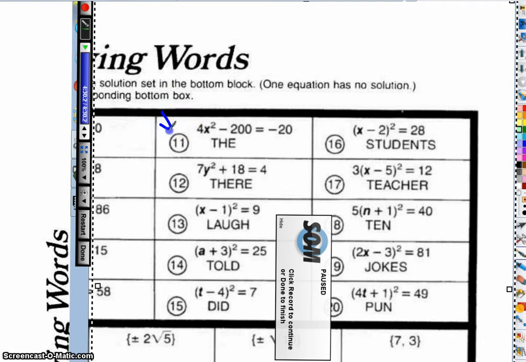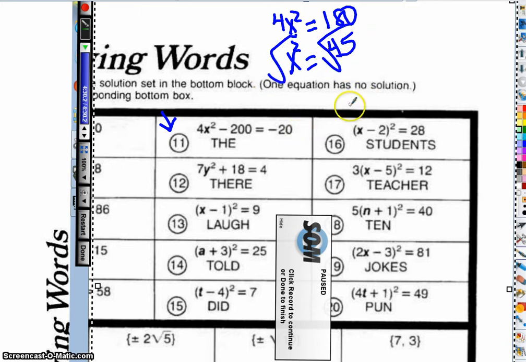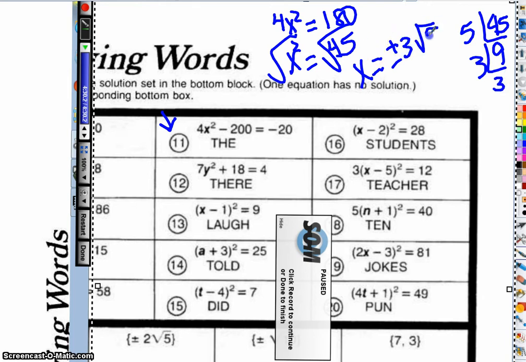You're going to take, let's look at number 11 on that page. You're going to take this and you're going to solve it. So 4x squared is equal to 180, divided by 4, x squared is equal to 45. And then you have to get rid of the square by square rooting it. So x is equal to plus or minus the square root of 45. 45 divided by 5 is 9, so 3 and 3. So that's 3 square root of 5.